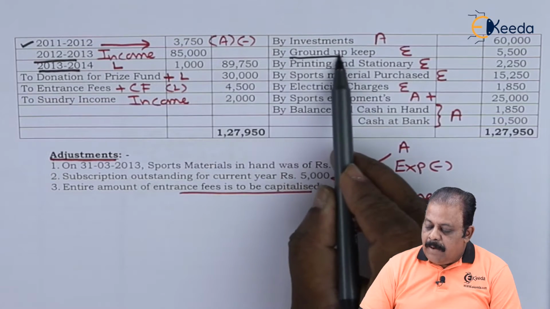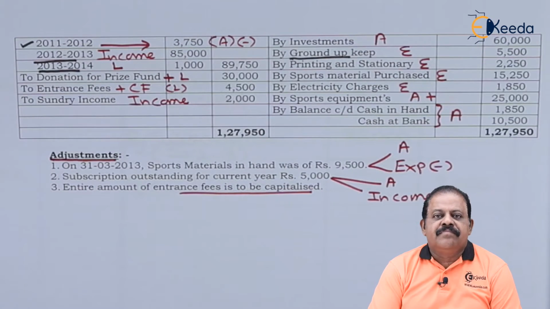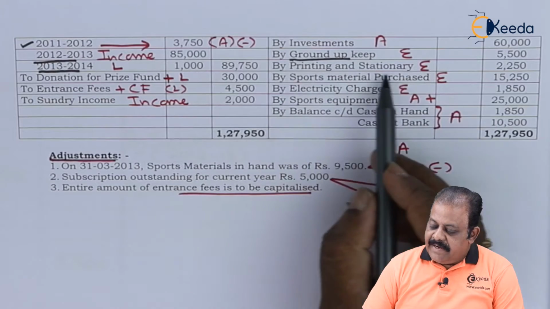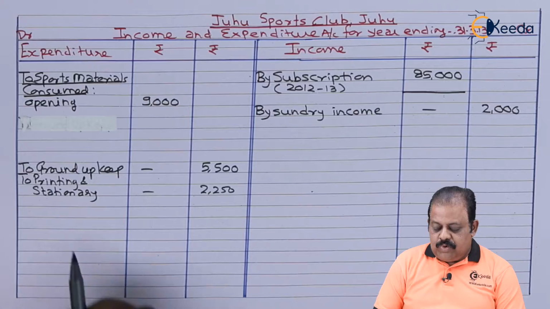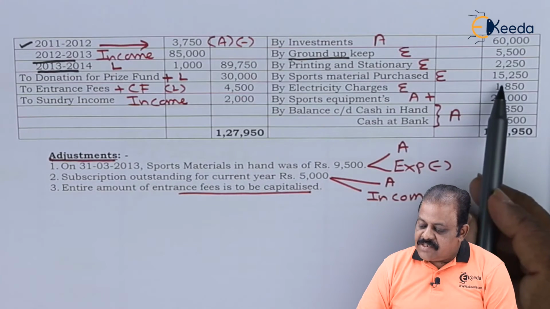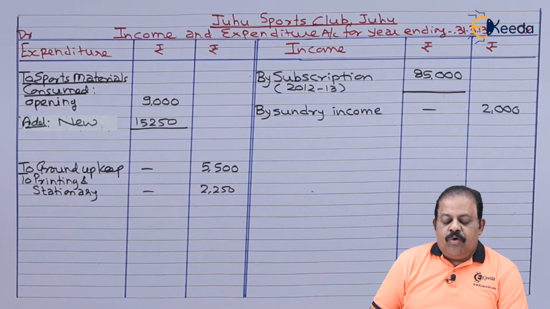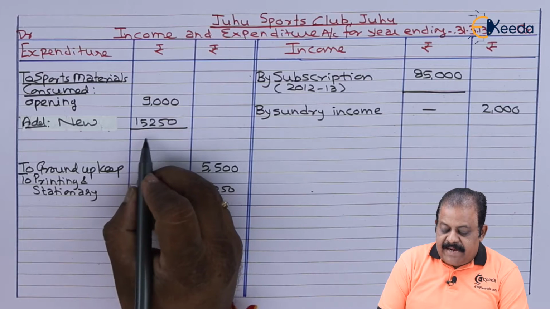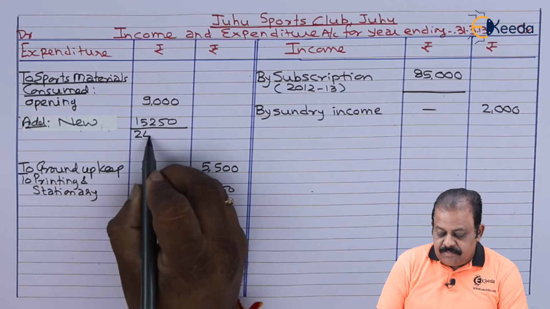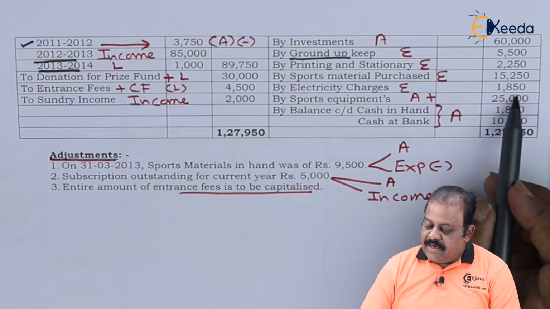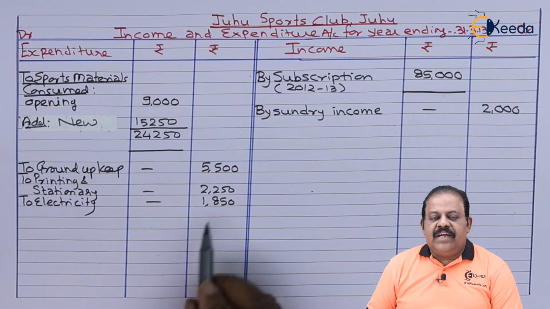Next, we have ground upkeep 5,500. This will be recorded as expenditure. Expenditure to ground upkeep 5,500. Next, we have printing and stationery 2,250. To printing and stationery 2,250. Sports material purchased 15,250. We have opening balance of sports material 9,000. To this, purchase will be added. So it will be 24,250. Electricity charges 1,850. To electricity 1,850.